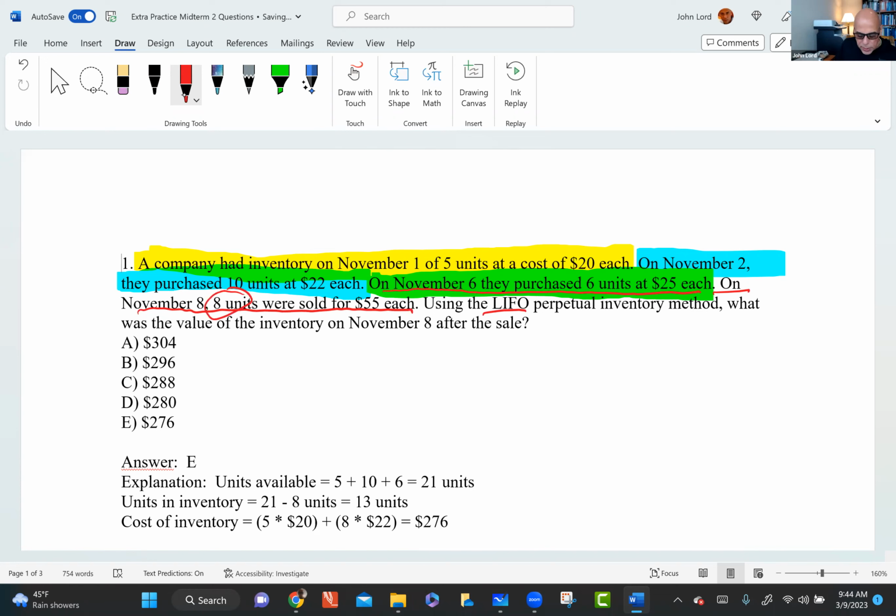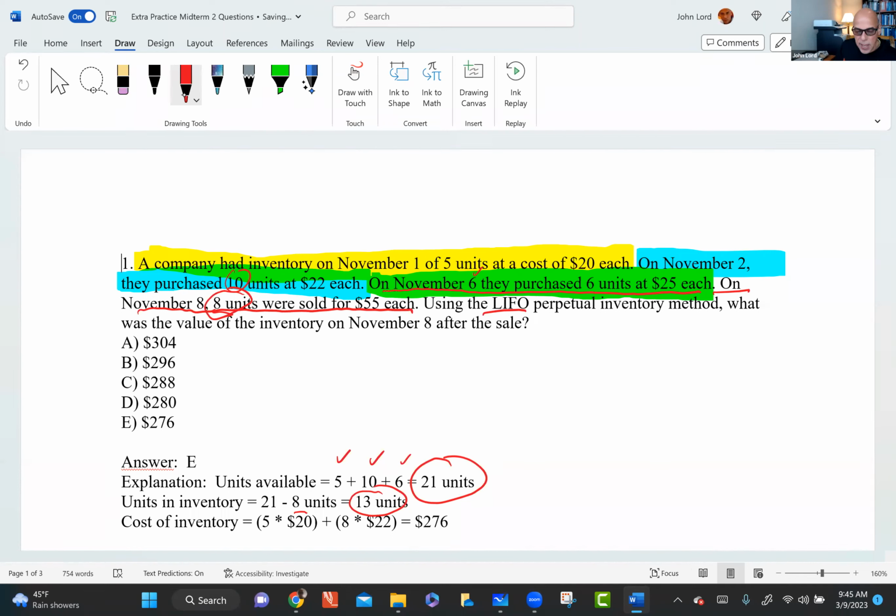Now, the way the book shows to do it, and I think this probably is a smart way to do it, is to say, well, look, you had 5 units in the beginning inventory, then you purchased 10, then you purchased 6 units. You've got a total of 21 units available, but they tell us that they sold 8. So that means that we need to account for an ending inventory of 13 units. Now, when you say it's 13 units, what will those 13 units be comprised of?